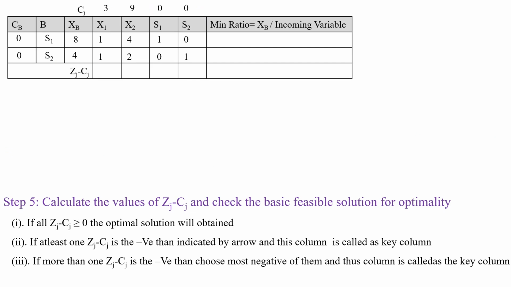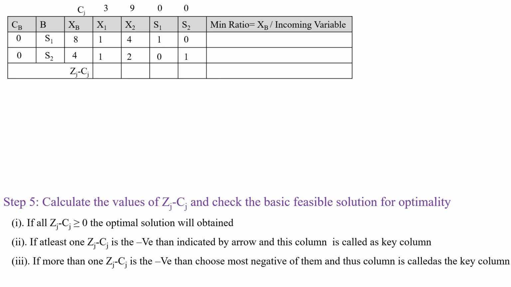Next step is to calculate the Zj minus Cj values and check the basic feasible solution for optimality. If all the Zj minus Cj values are positive, that is greater than or equal to 0, then the optimal solution is obtained. If at least one Zj minus Cj value is negative, then we indicate it by an arrow, and the respective column is called the key column. If more than one Zj minus Cj value is negative, then we choose the most negative of them, and the respective column is called the key column.